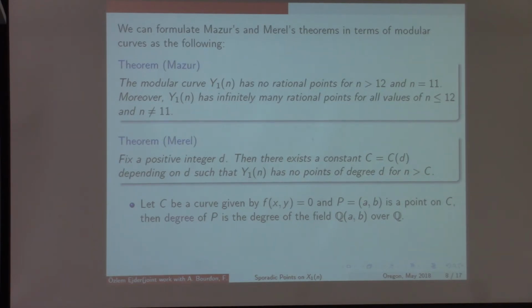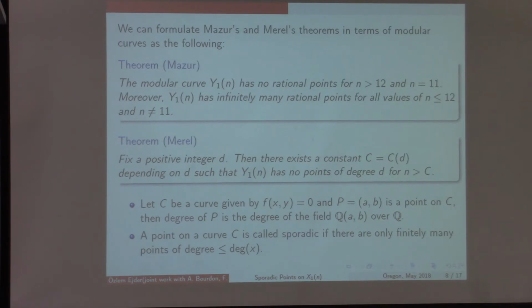All right, so Merrill's theorem says that here I have a bound, and if I go above it, then I won't get any points. And in my title, I said sporadic point. So there, I'm interested in the values of n where X1(n) has some points, but only finitely many, which I'll define now.